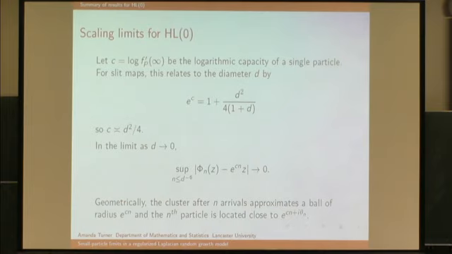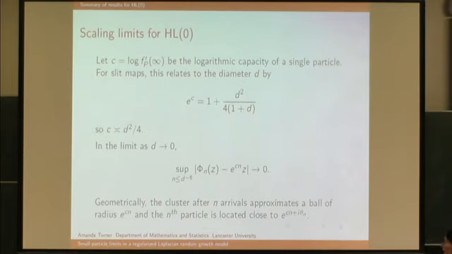Our first result about the HL0 cluster is about the macroscopic shape. If we look at the map phi n that takes the exterior of the unit disk to the exterior of the cluster with n particles, this approaches the mapping e to the cn z as d goes to 0, provided that n doesn't get too big, but actually we can have it getting quite big. Geometrically, this means that the cluster after n arrivals approximates a ball of radius e to the cn.